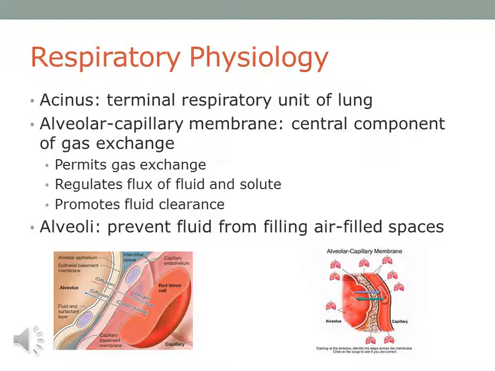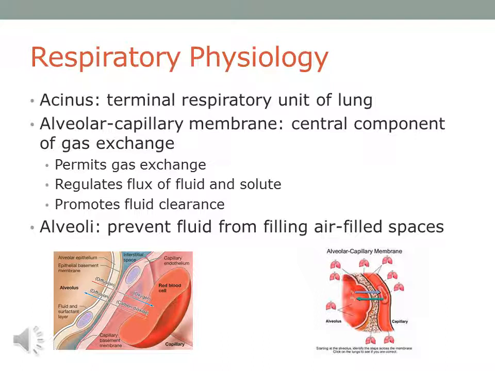Remember, there are different parts of the respiratory system when it comes to oxygen exchange. There's the acinus, which is that terminal respiratory unit. That's the big component that actually houses all the structures all the way from the bronchiole to the alveoli. Then there's the alveoli, which are those little air-filled sacs that prevent fluid from filling the spaces in our lungs that should have air and help promote gas exchange, so the absorption of oxygen and the disposal of the CO2.